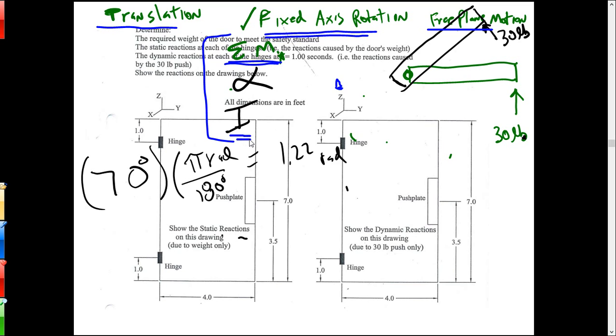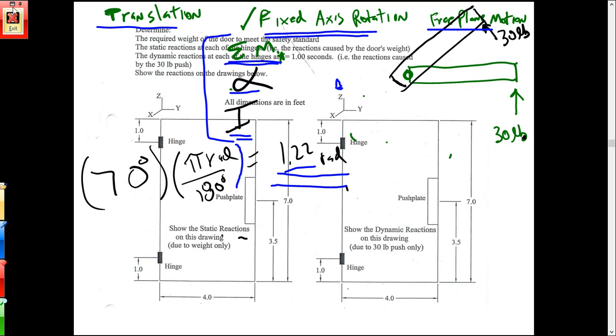Now we don't know the mass yet, so we don't have I. But I think we can get alpha. Now, stay in the native unit here for dynamics equations. Degrees don't work. You got to be in radians. 70 degrees is 1.22 radians. All right. So what we got here, we're opening 1.22 radians in 1.4 seconds.